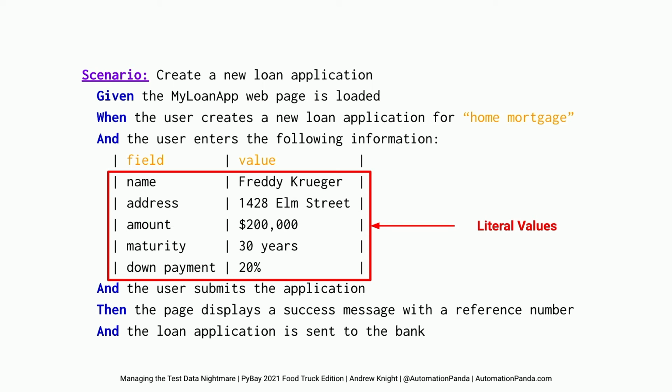The literals in this info table will be entered as input values into the web app. And theoretically, they could be any values. We could change the name, and we could change the address, and we could change all those numbers.